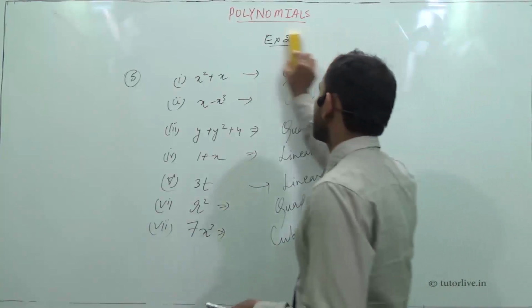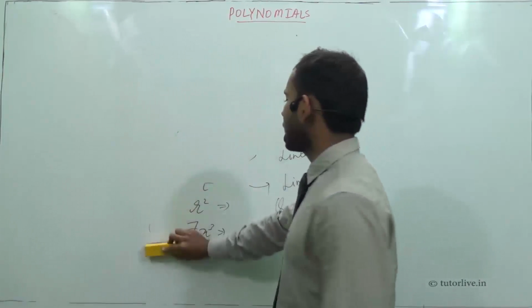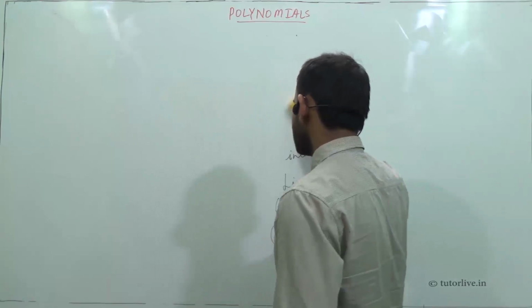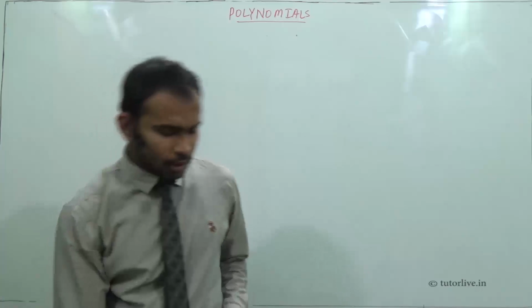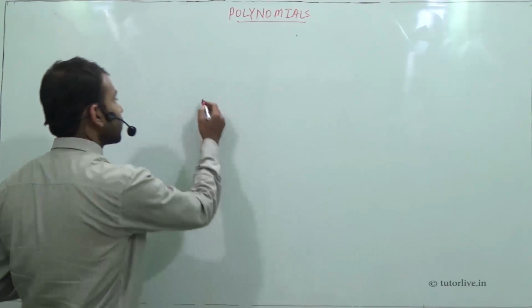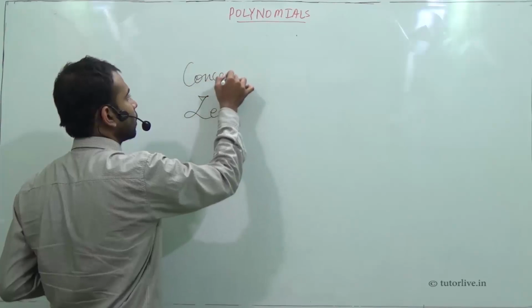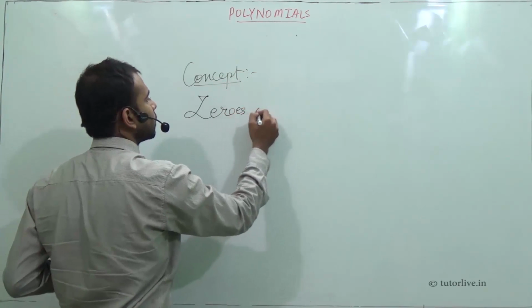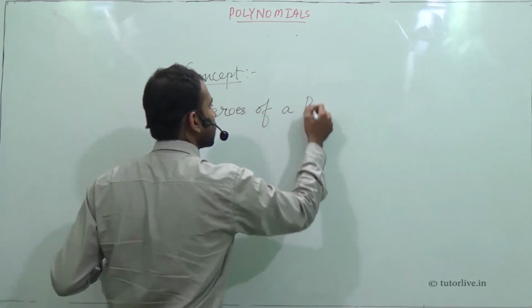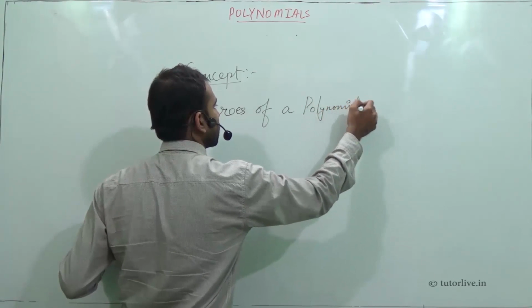Now, we'll be moving on to exercise number 2.2. But before moving on to 2.2, I'll have to give you some concepts. Concept about finding the zeros of a polynomial. So what do you mean by that? Zeros of a polynomial. This is again a concept.